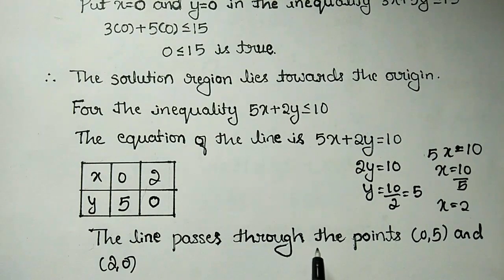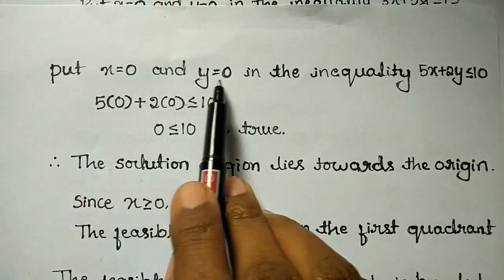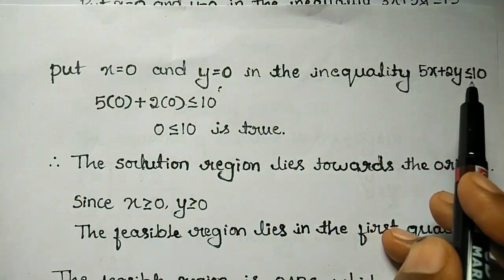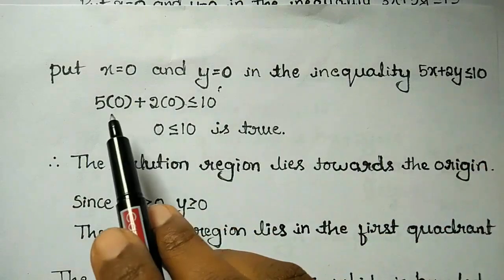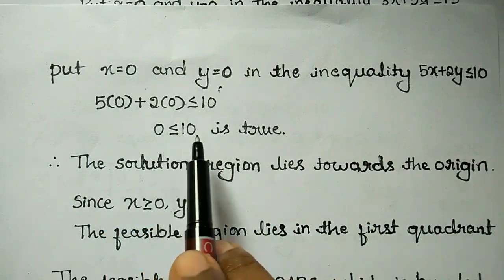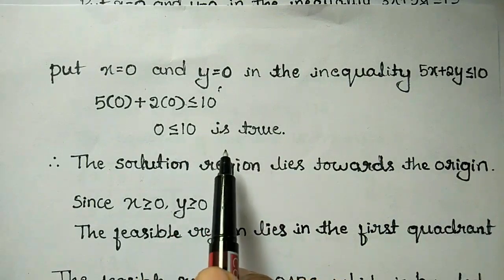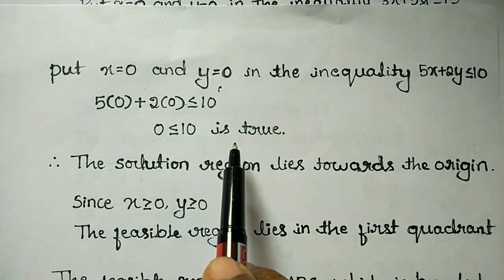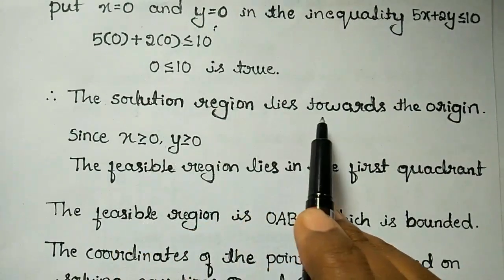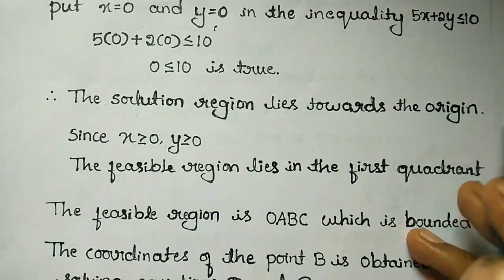Then we have to find the solution region for this inequality. We substitute x as 0 and y as 0 in the inequality: 5x plus 2y is less than or equal to 10. 5 into 0 plus 2 into 0 is less than or equal to 10. 0 is less than or equal to 10 is true. The origin is satisfying the inequality. Then the solution region includes the origin. The solution region lies towards the origin. We have solved the second inequality also.